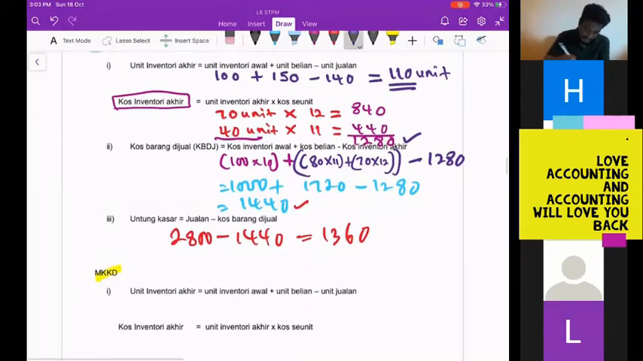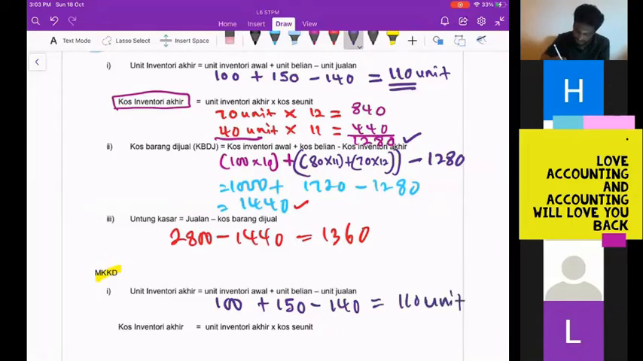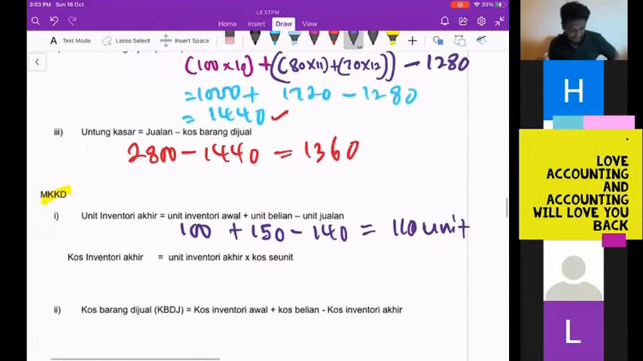So the unit inventory awal, you have 100 units. Tambah dengan you beli 150 units. Tolak dengan unit jualan 140. You get 110 units. All good? Okay, now we calculate the inventory akhir.